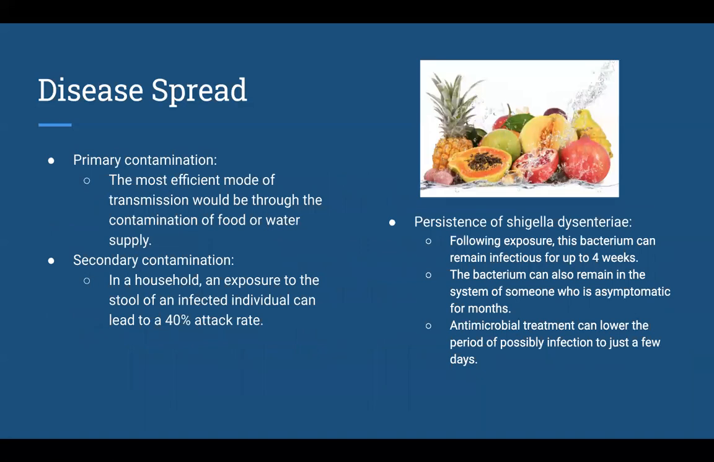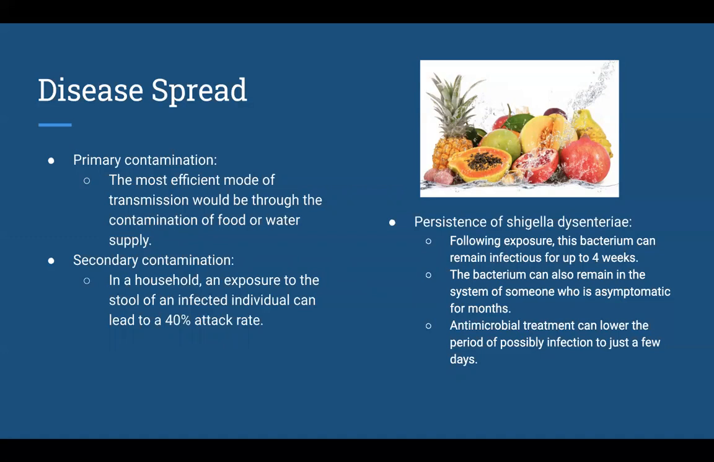There are two different modes of transmission that can allow the spread of Shigella, which are primary and secondary. Primary contamination is the contamination of food or water. If someone were to try to intentionally infect a group of people with Shigella, then contaminating their water source would be the most efficient mode of dissemination.